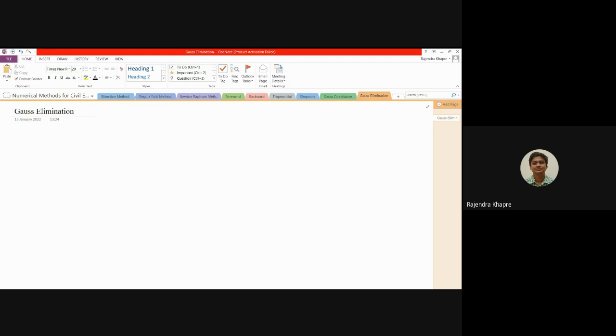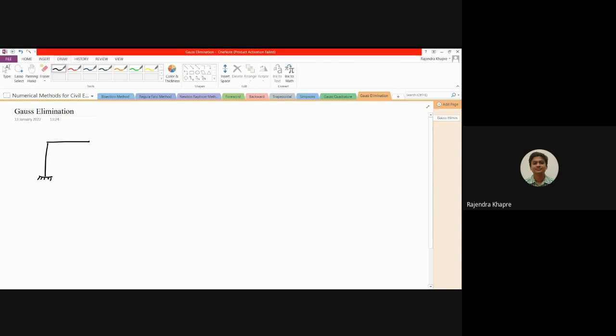This is a very important topic as far as your engineering is concerned. I'm giving you an example of structural engineering right now, but it is also applicable for other engineering fields. For example, if you want to analyze a simple frame, which is like this, I'm just going for only 2D for demonstration purposes.